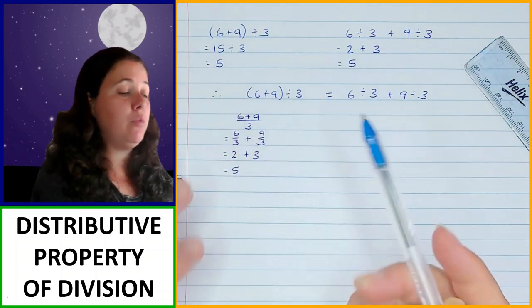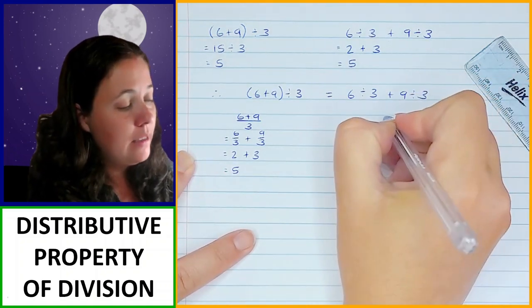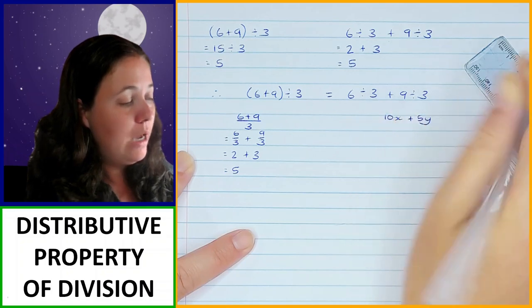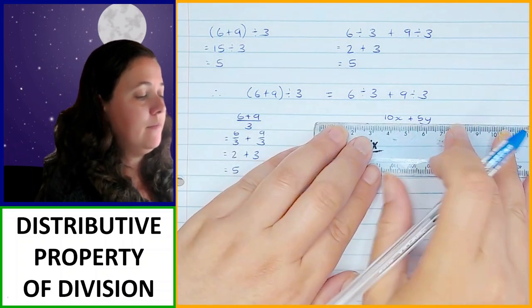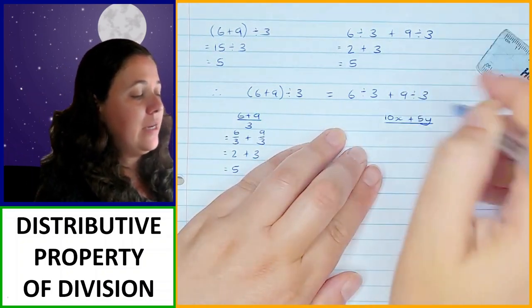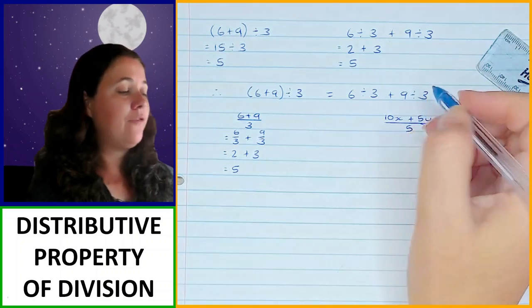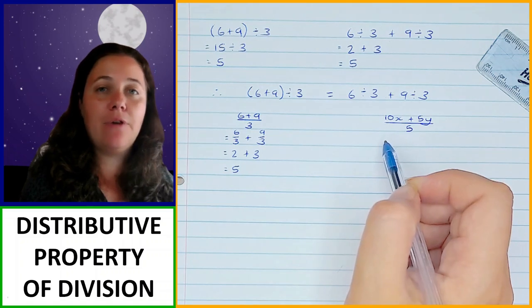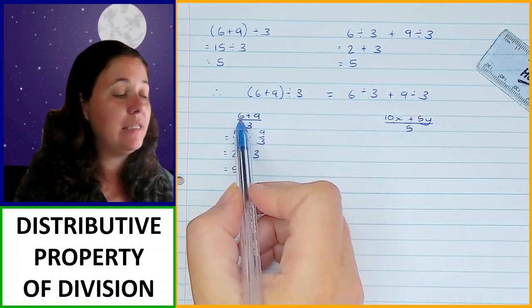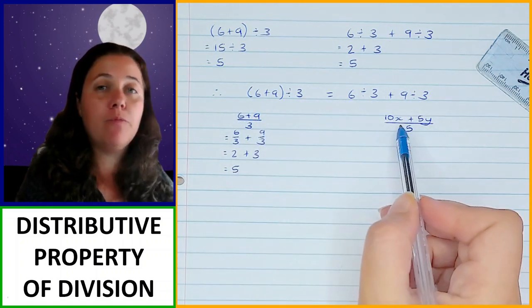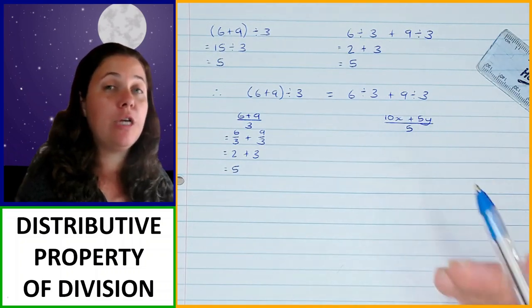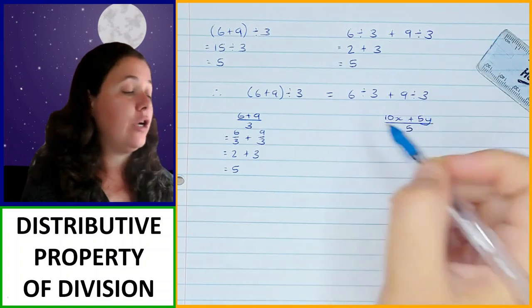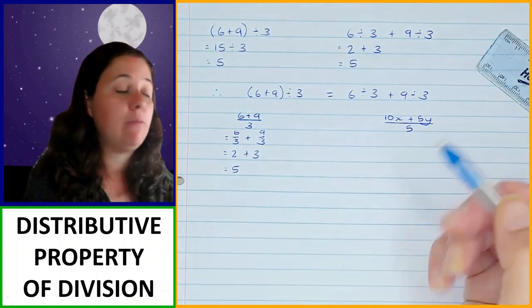But what happens when we have something like this? 10x plus 5y divided by 5. Now here, I've got a problem because I can't add 10x and 5y in the same way that I could have added 6 and 9, because these are not like terms. And we know that in order to add or subtract, they have to be like terms. So now we are going to use this method to be able to simplify this expression.